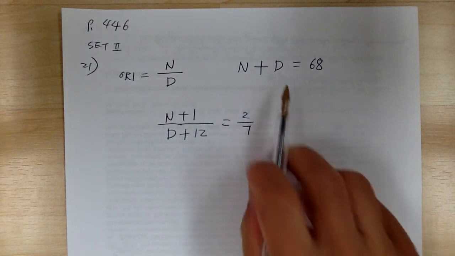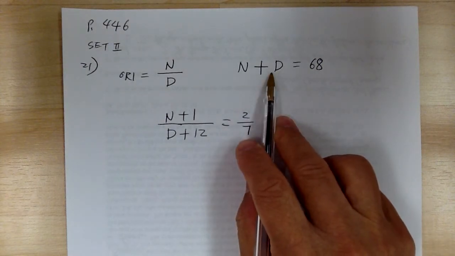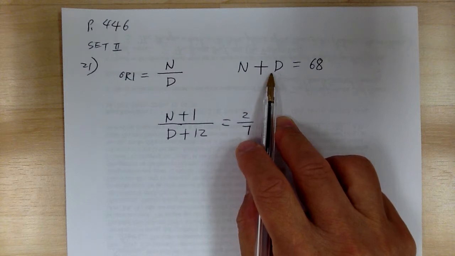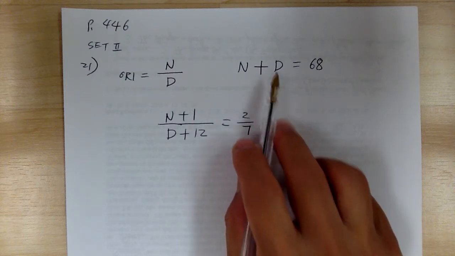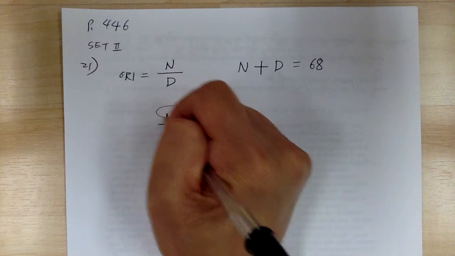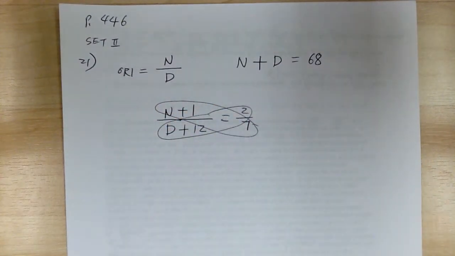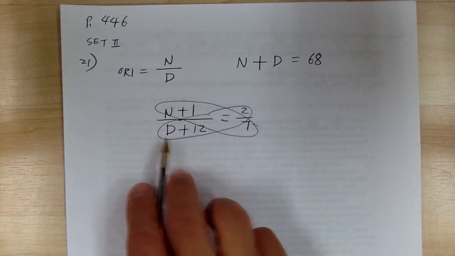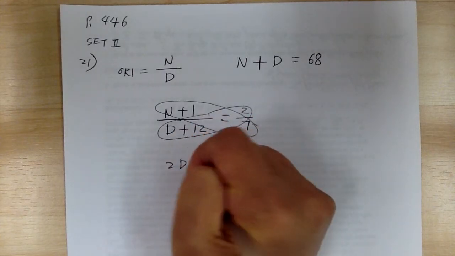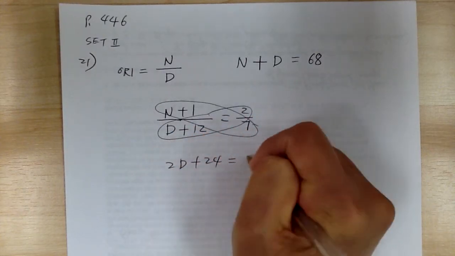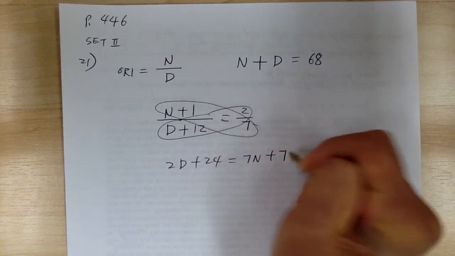Okay. So this is not a substitution kind like before. So what we can do is, let's try to use the elimination method, right? So let's cross multiply. So I'm going to put this on this side. So I'm going to get 2d plus 24 equal to 7n plus 7.